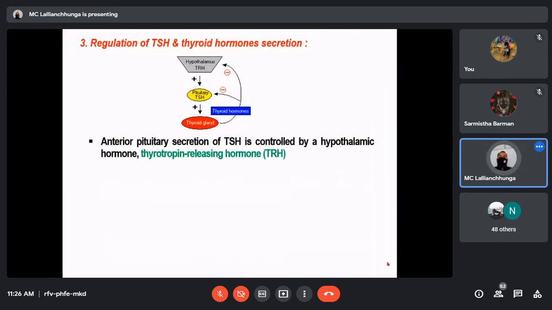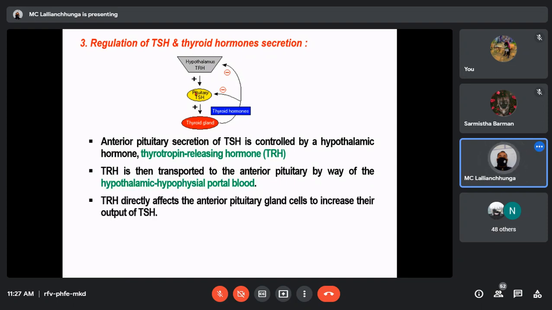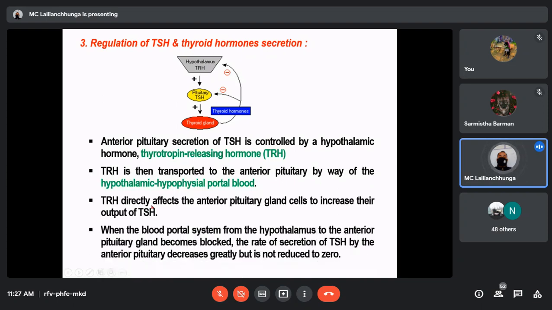Let's see. This one you know very well already, I think. Anterior pituitary secretion of TSH is controlled by the hypothalamic hormone thyrotropin releasing hormone. TRH is there; this we have discussed. TRH in the anterior pituitary gland stimulates the secretion of TSH. Let us go like this. Then TRH, I'll not repeat this one.